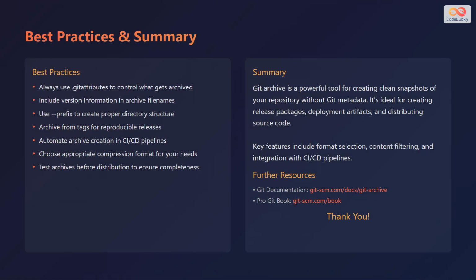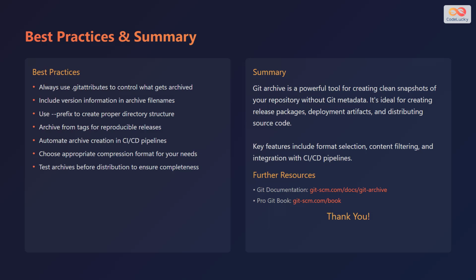Here are some best practices to keep in mind when using Git Archive. Always use .gitattributes to control what gets archived. Include version information in archive file names. Use the prefix option to create a proper directory structure. Archive from tags for reproducible releases. Automate archive creation in CI/CD pipelines. Choose the appropriate compression format for your needs. Test archives before distribution to ensure completeness.